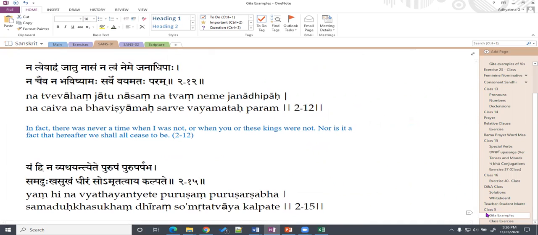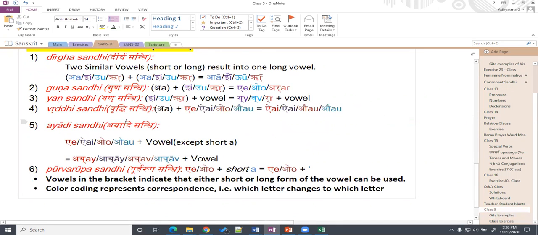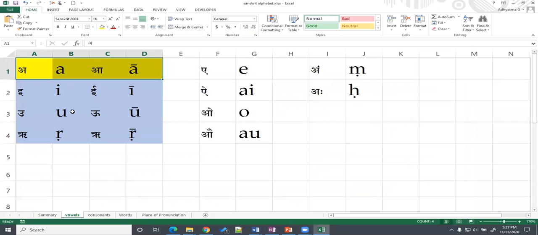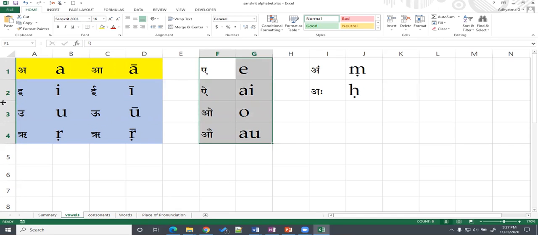Then the next type of Sandhi is Yana Sandhi. Here the dissimilarity works differently. Here the dissimilarity is reversed, in the sense that these become the first vowel now: Ikara, Ukara or Rikara. And the second vowel could be either Akara or any of the others. It doesn't matter what the second vowel is, as long as it is dissimilar.